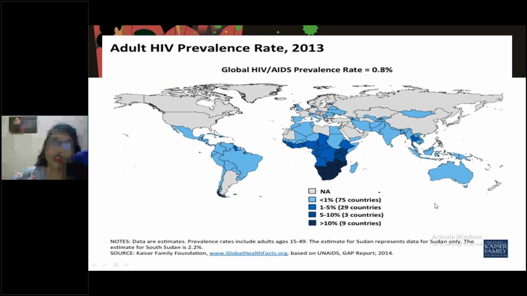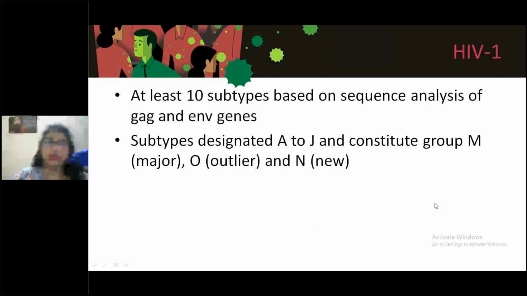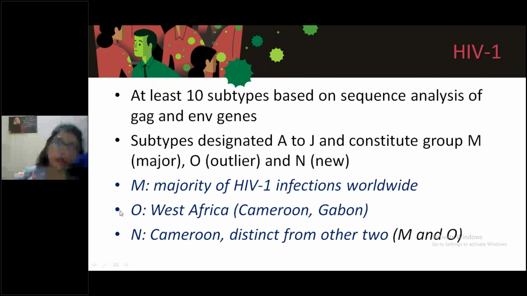You can see the adult HIV prevalence rate is quite high and it has increased over the years. At least 10 subtypes are there based on the sequence analysis of the gag and env genes, designated from A to J. Major different groups are there, that is M, O, and N, meaning major, outlier and new. The majority of infections worldwide are caused by subtype M, and O is found in West Africa, in Cameroon and Gabon, and N is found in Cameroon and is distinct from the other two, M and O.